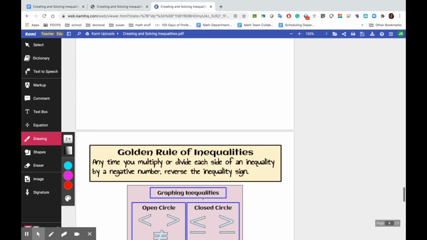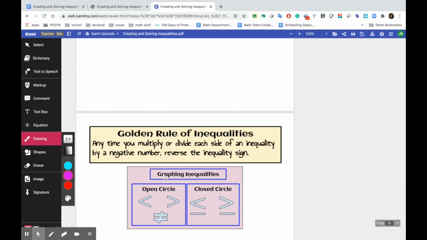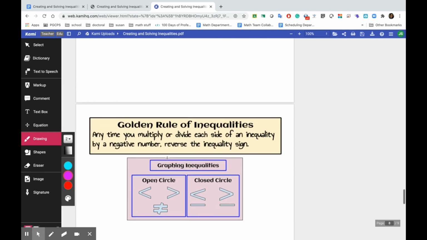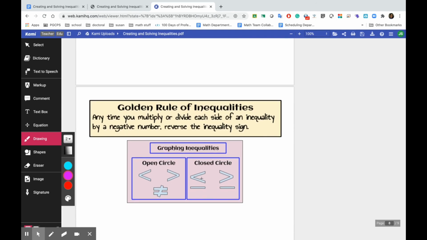I hope you learned something from this video. Always remember the golden rule of inequalities. Anytime you multiply or divide each side of an inequality by a negative number, you need to reverse the inequality sign. And if you're graphing inequalities, if there is an equal sign under it, so if it's less than or equal to, greater than or equal to, you have to use the closed circle or the dot. And if it's the less than or greater than symbol, or not equal to, it will be an open circle.